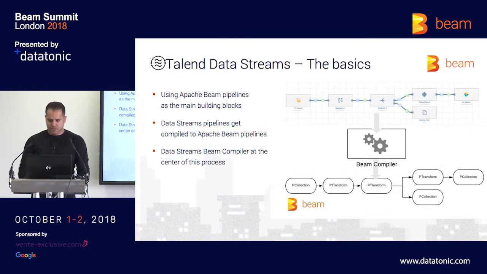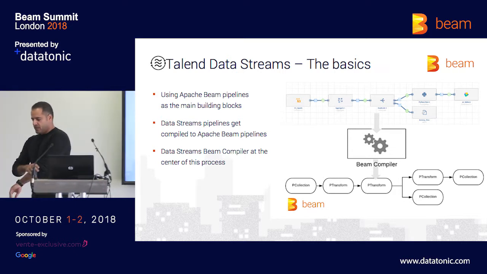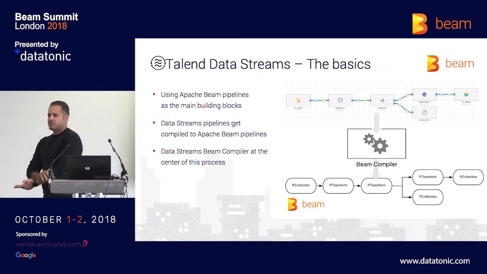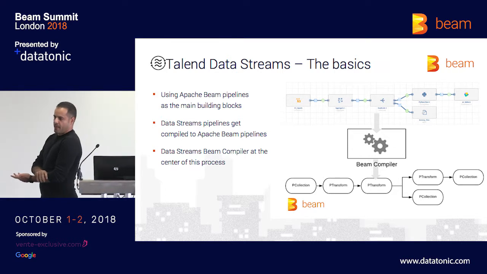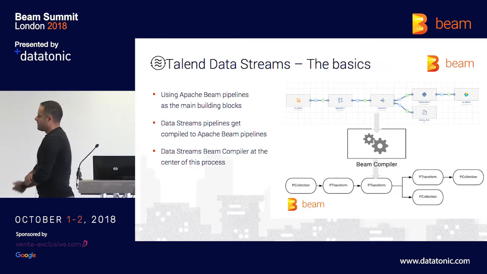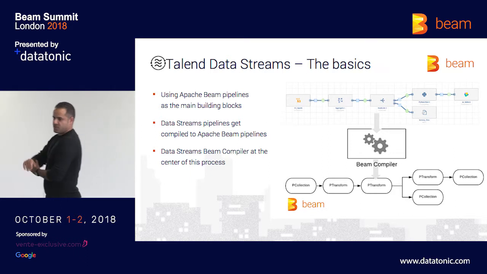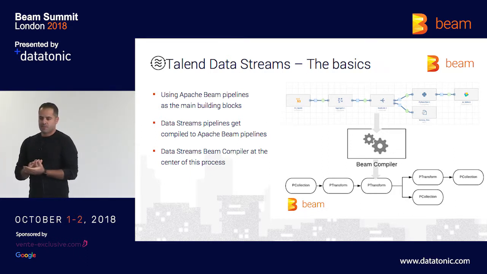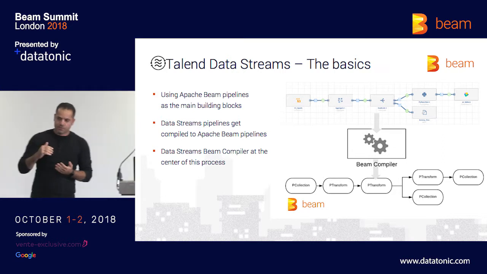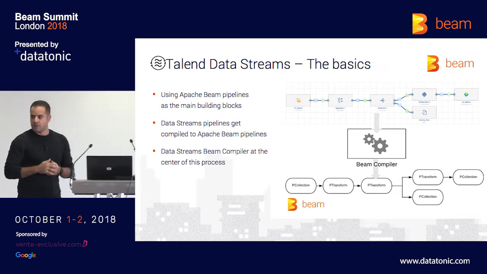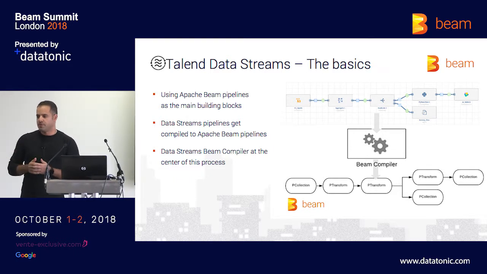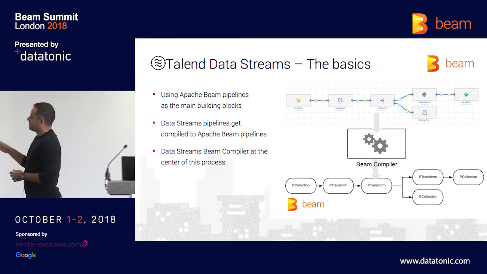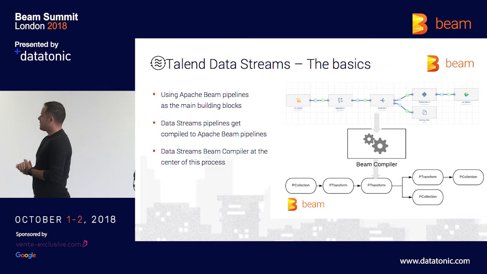But now we can move on to a bit of technical discussion. The main idea at the heart of Talend Data Streams is what we call the Beam compiler. The Beam compiler simply takes a graphical pipeline that you've designed on the UI and builds an Apache Beam pipeline. That's very simple. Your input gets transformed into a PCollection. Your output gets transformed into a PCollection. And everything in between is a PTransform, a transformation on your inputs towards your output.